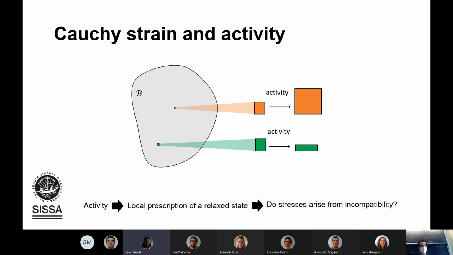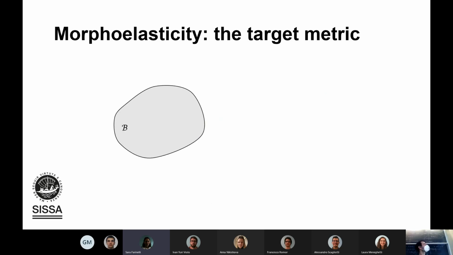So the new formulation that one could adopt for active materials is the following. Our body B again, and then we prescribe a target metric tensor which describes the rest state of the body, and we denote it by C bar, and it is generally referred to as the target metric. This is prescribed in an arbitrary way, and it is dictated by the activity process. So in principle, it could be non-integrable. So there is not an associated map to that. So there is not a relaxed configuration associated to this rest configuration.